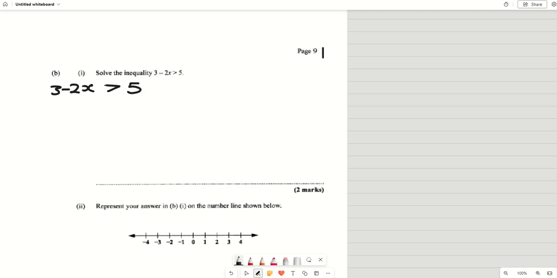So we're basically going to make x the subject. First off, we always like our unknown to be positive. So we're going to carry across minus 2x over the inequality sign. So it's going to be 3 is, I want to say, more than 5 plus 2x. Then you're going to carry across 5 over the inequality sign. So it's going to be 3 minus 5 is more than 2x. So 3 minus 5 is minus 2.